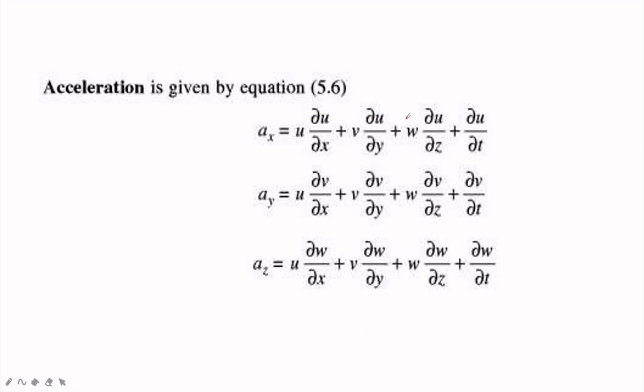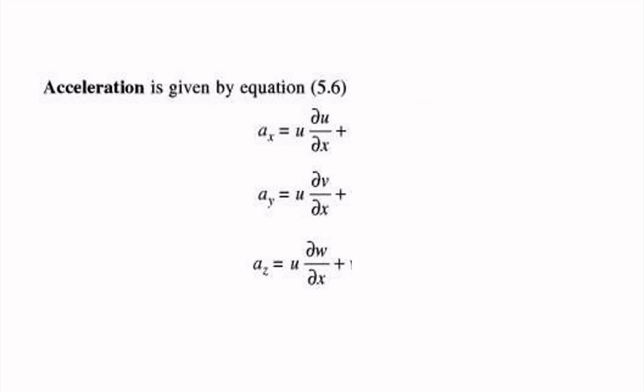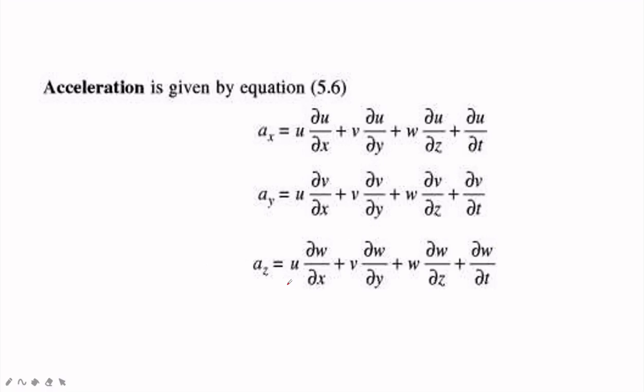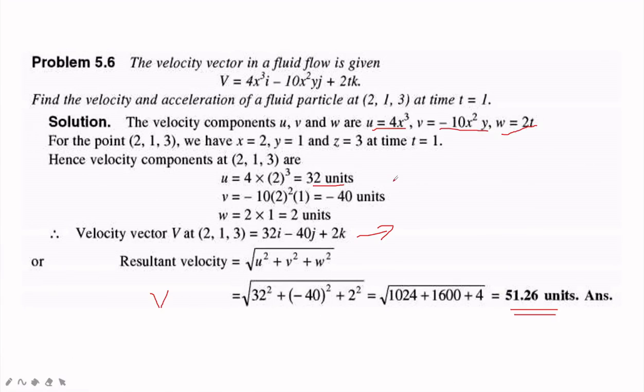Okay, you know the trick of how to remember it now. So substituting the values of dou u by dou x. What is dou u by dou x? It is the differentiation of u. If we differentiate 4x cube, we get 12x square, right? Dou u by dou y is 0, and dou u by dou z is also 0, because the y and z terms are not there. Concentrate here.